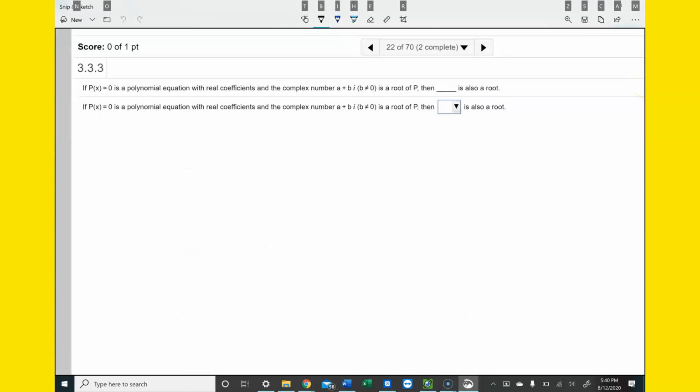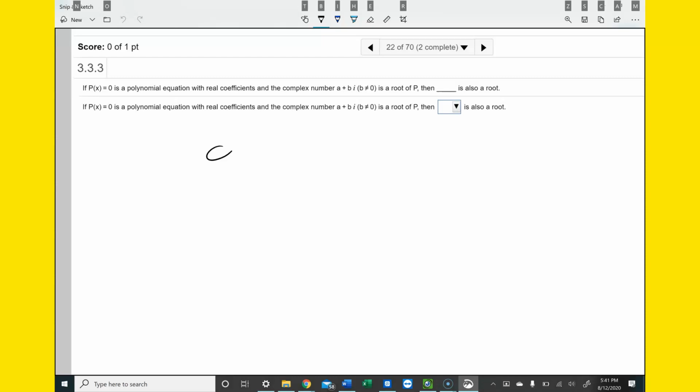Okay, the next question, 22, gets at another concept. If p of x equals 0 is a polynomial equation with real coefficients and the complex number a plus bi, where b is not equal to 0, in other words, it has an imaginary part, is a root of p, then what is also a root?